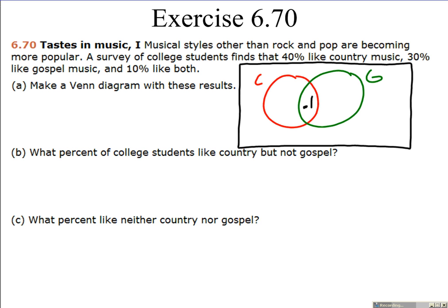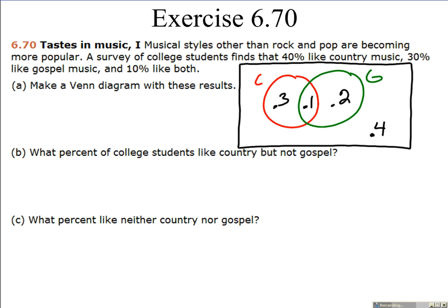Probability they like country music is 0.4. 0.1 of it's already accounted for. So that's going to be 0.3. And gospel music is a total of 0.3, which means that 0.1 is already accounted for. So that's going to be 0.2. This represents a total of 60%, which means out here in the rest of the sample space is the other 40% that like some other types of music.